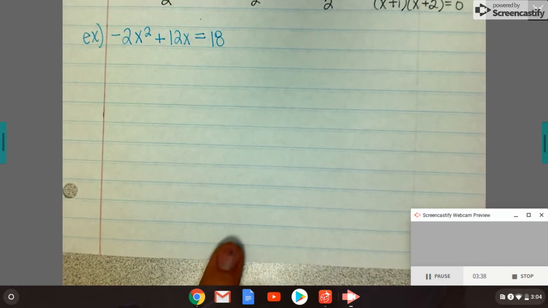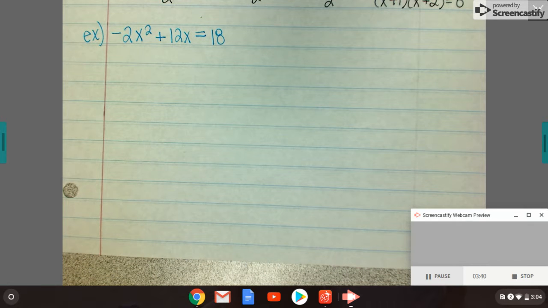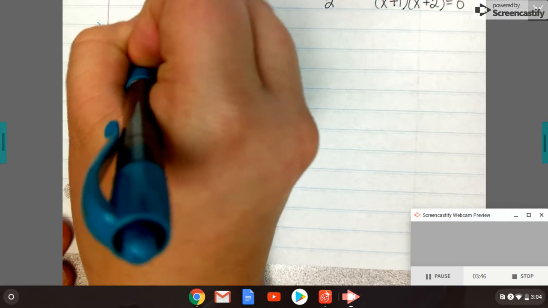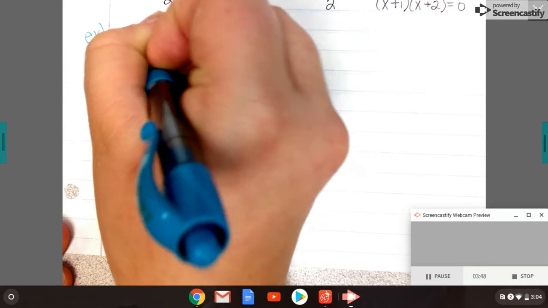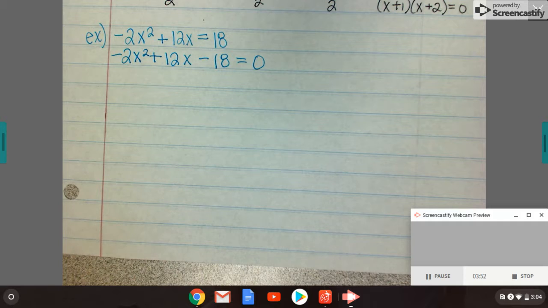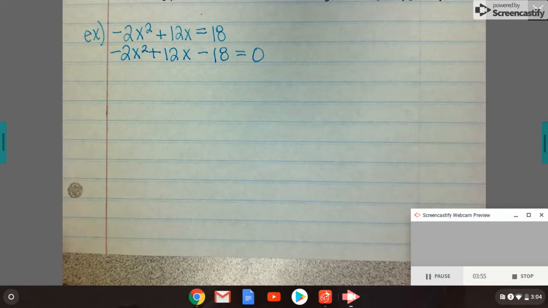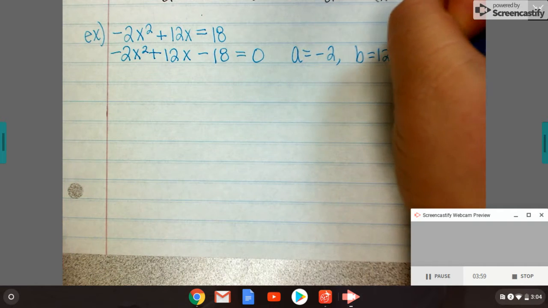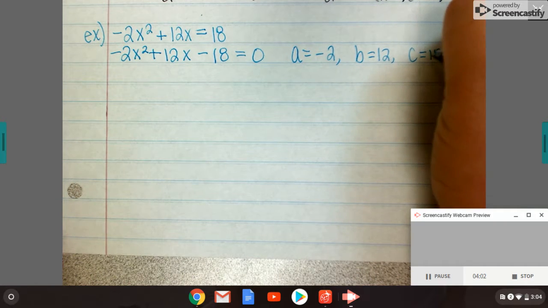All right, here's our next one. I've got negative 2x squared plus 12x equals 18. First up, I need to make sure it's in standard form, and it's not right now because I need that 18 to move to the other side. So let's make sure we do that first. Subtract your 18 to the other side. Sometimes they try to fool you and move something to the other side. So now I can notice I've got a is negative 2, b is 12, and c is negative 18.